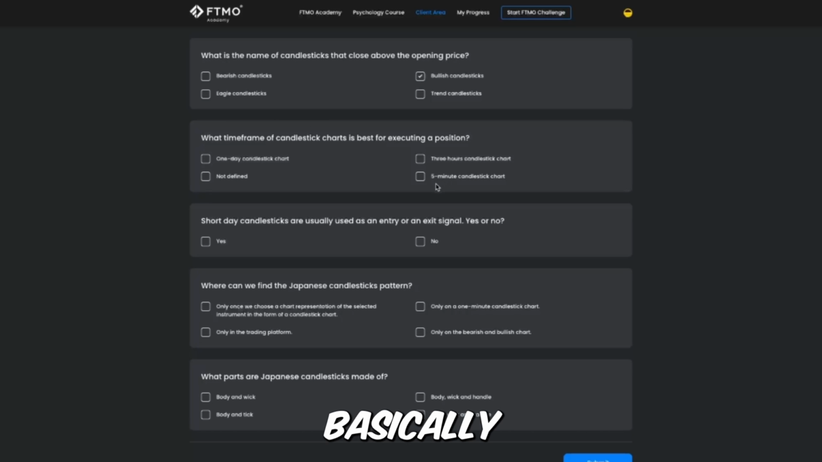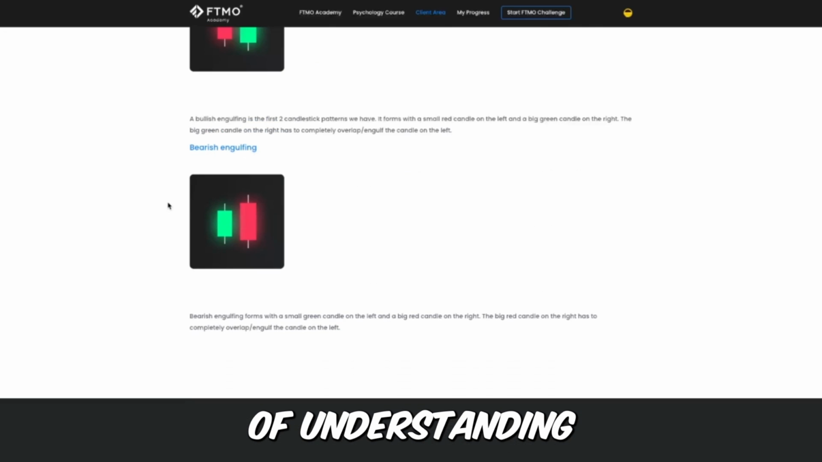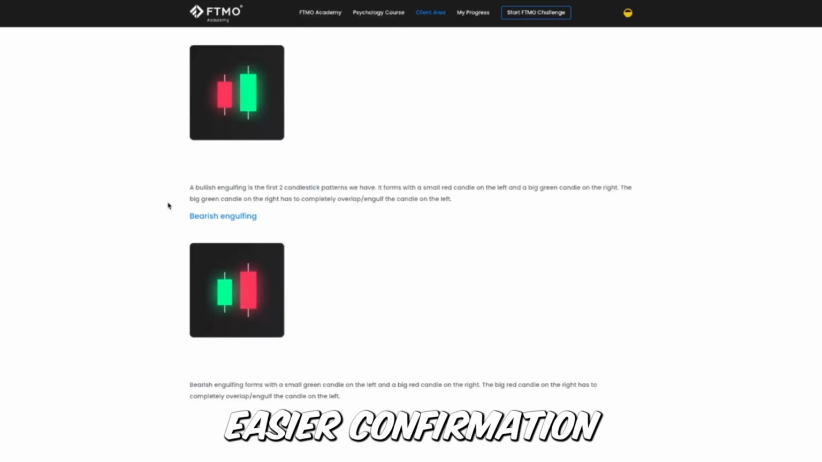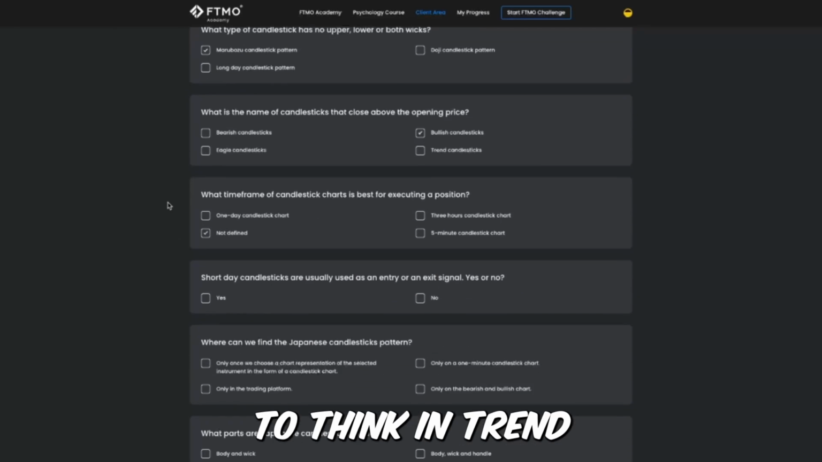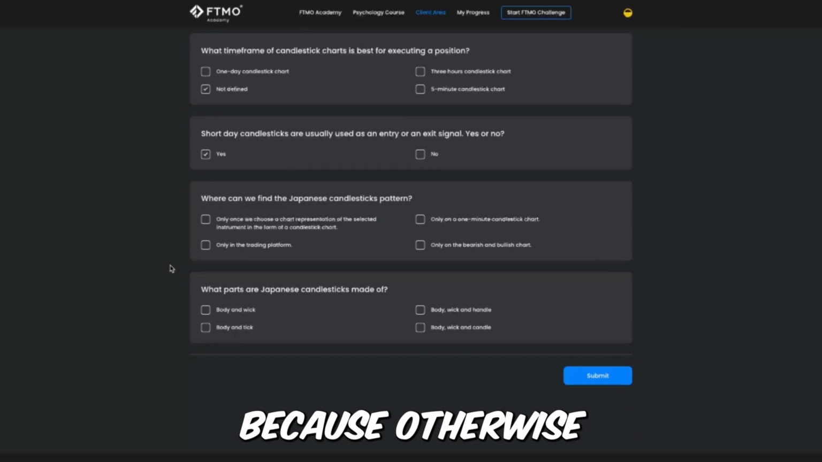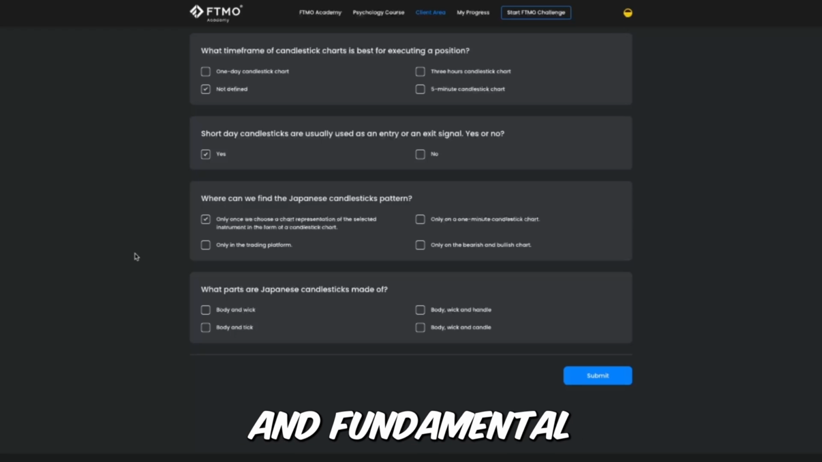Basically, to master these patterns, you will unlock quite a lot of understanding of the markets and of technical analysis. However, candlesticks are just used for confirmation, so you need to think in terms of trend, support, and resistance. You can't just purely think within candles, because otherwise you will become a solely technical trader, which for some people might work. However, to develop an overall trading strategy, it's probably best to have technical and fundamental knowledge.